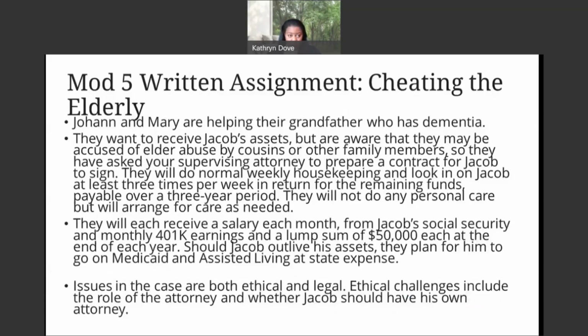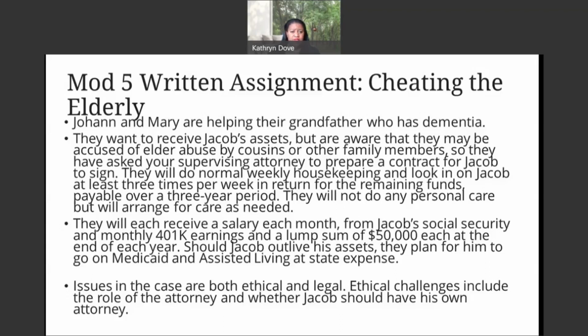Let's talk about your written assignment for Module 5, cheating the elderly. In our scenario, Johan and Mary are helping their grandfather who has dementia. They want to receive Jacob's assets, but they're aware that they may be accused of elder abuse by cousins or other family members. So they've asked your supervising attorney to prepare a contract for Jacob to sign. They will do normal weekly housekeeping and look in on Jacob at least 3 times a week. However, they want the remaining funds payable over a 3-year period. They will not do any personal care, but arrange for his care as needed.